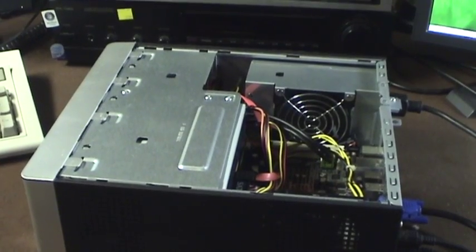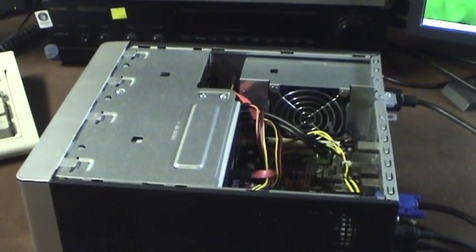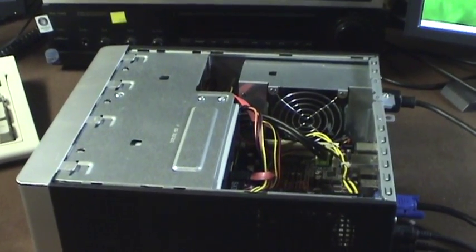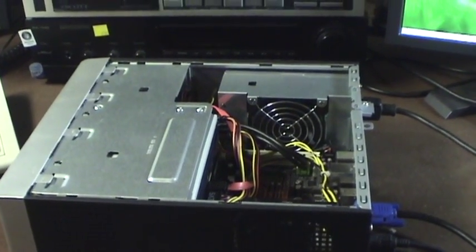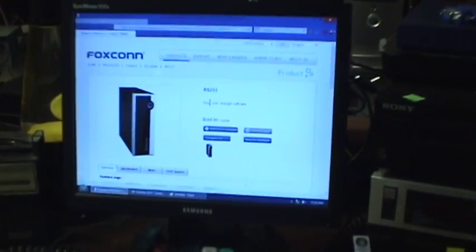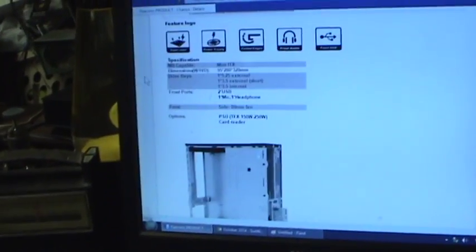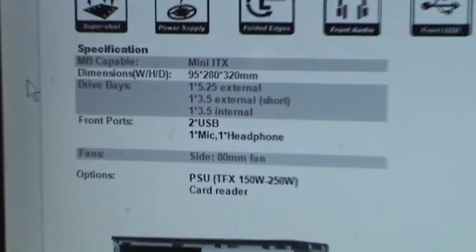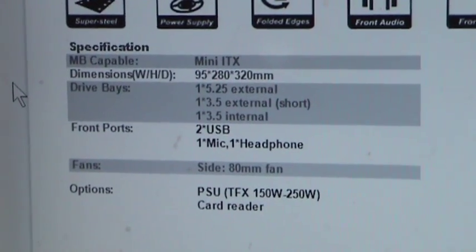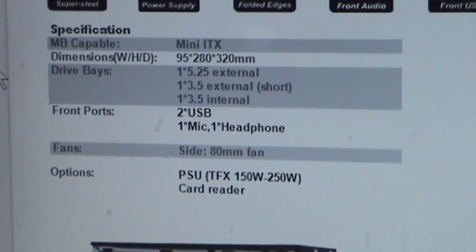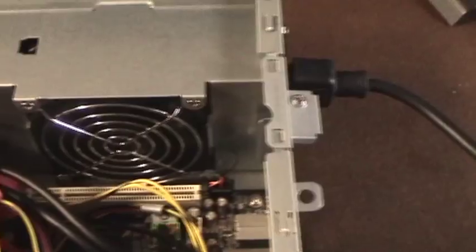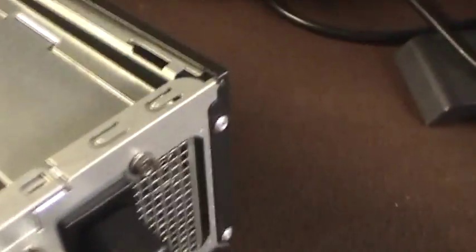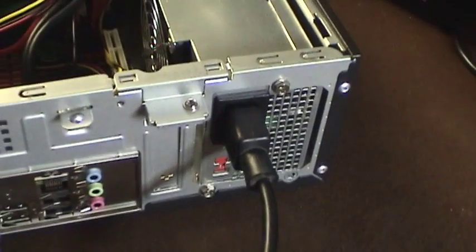Well, I'm back, and let me take just a moment to say that that was not the slam dunk success that I thought it would be. Apparently, this case uses a slightly non-standard power supply design, even though I went to the Foxconn channel website, and I happened to look it up, and their own description of the case, this is the RS233, claims that it uses a TFX power supply. But if you look at what I've got going on in here, it's certainly better than what I had. And heaven knows it's quieter, but it's still just not quite what it ought to be.